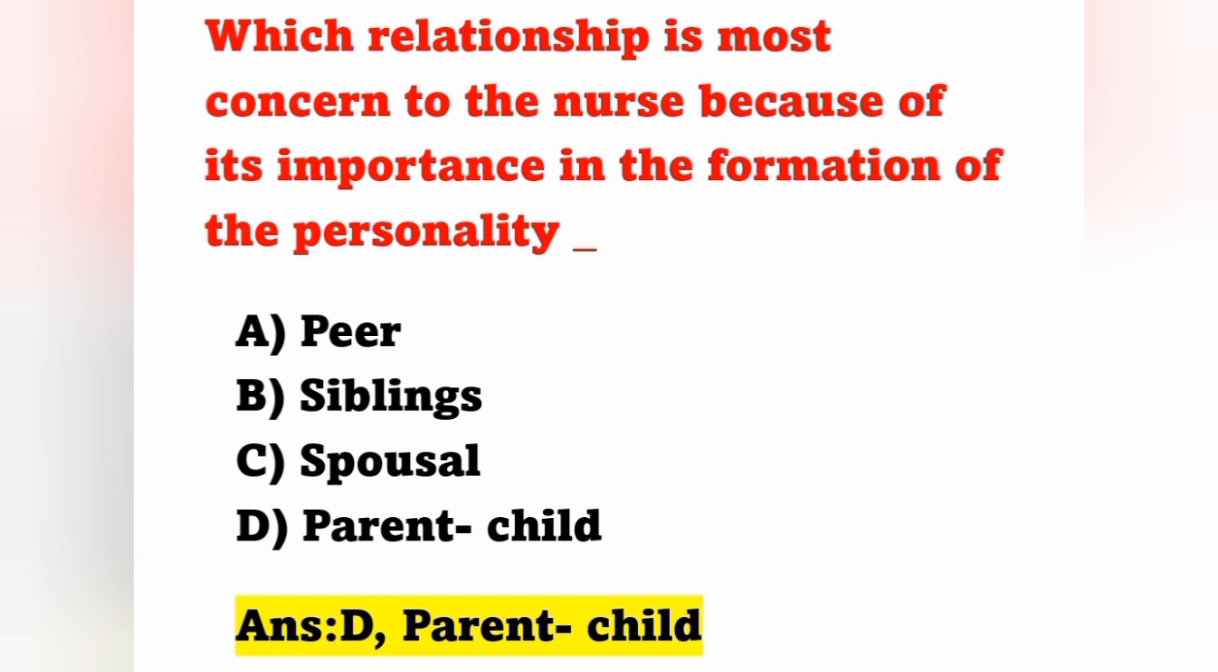First option, peer group. Peer group will come after parent-child, when they are going to school or playing, the same age group. Second option, siblings. Sibling relationship is also important for the development of personality, but it will come after parent-child relationship. Sibling means sister-brother relationship. Next option, spousal relationship, that is husband and wife relationship. This will come later in life, not at first. So for the development of personality, the important factor is the parent-child relationship.